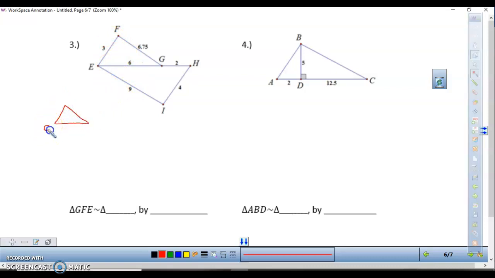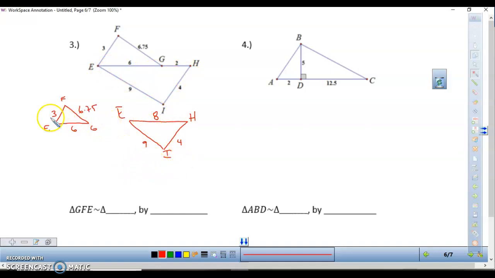So this is E, F, G. This is 6, 3, 6.75. All right, then I have my bigger triangle here. This is E, H, I. This is 4. This is 9. And this entire length, EH, you can see is 8. 6 plus 2 is 8.